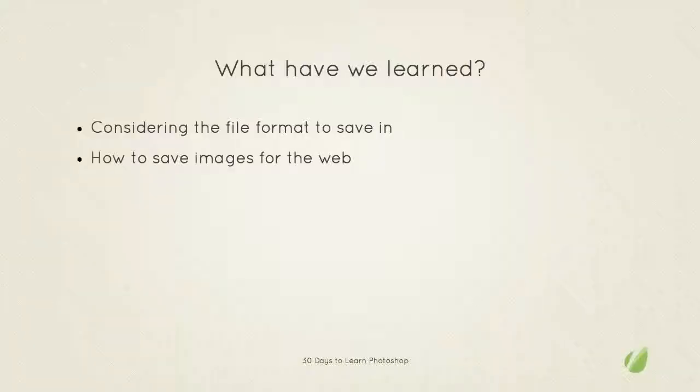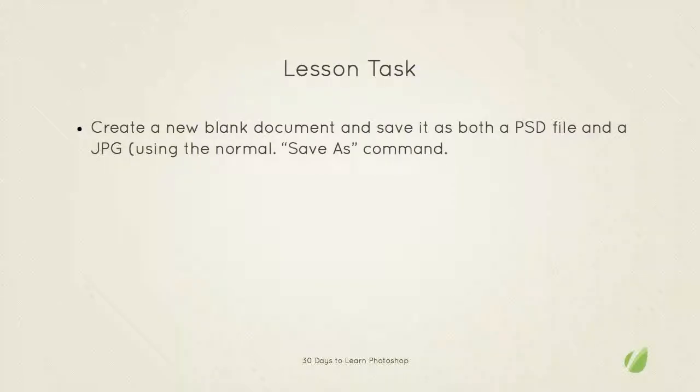So what have we learned in today's lesson? Well, we've considered file formats in Photoshop and which file formats we should choose, and we also looked at how we can save a file to be optimized for the web. And your task for this lesson is to create a new blank document and save it as both a PSD file and then a JPEG using the normal save as command. So create a file, save it as a PSD, and then save it as a JPEG.